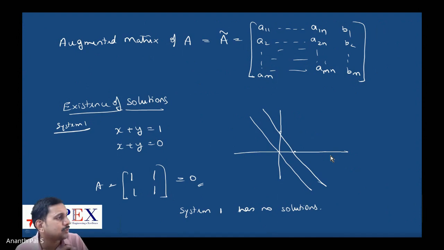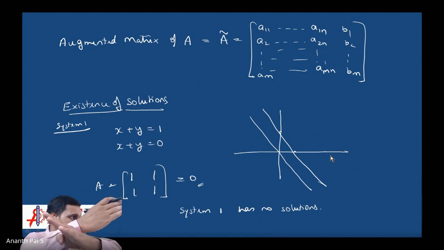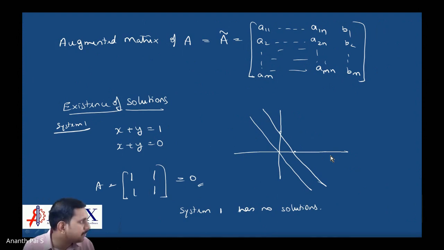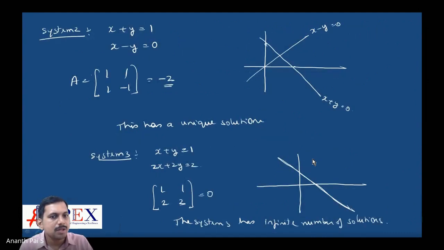What is meant by solution? Solution means you have two lines where both the conditions are satisfied. That is meant by the solution. Is it not? Here nowhere it meets. No solution. Makes sense? Done? Okay. Now system 2.